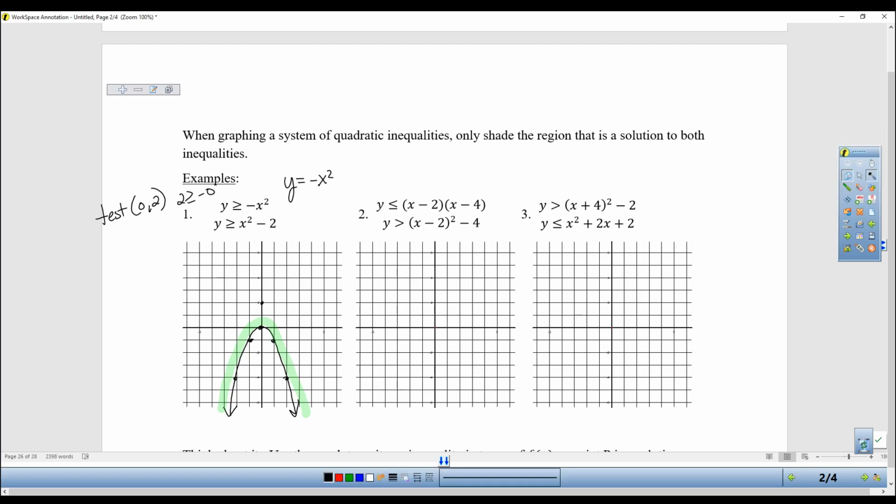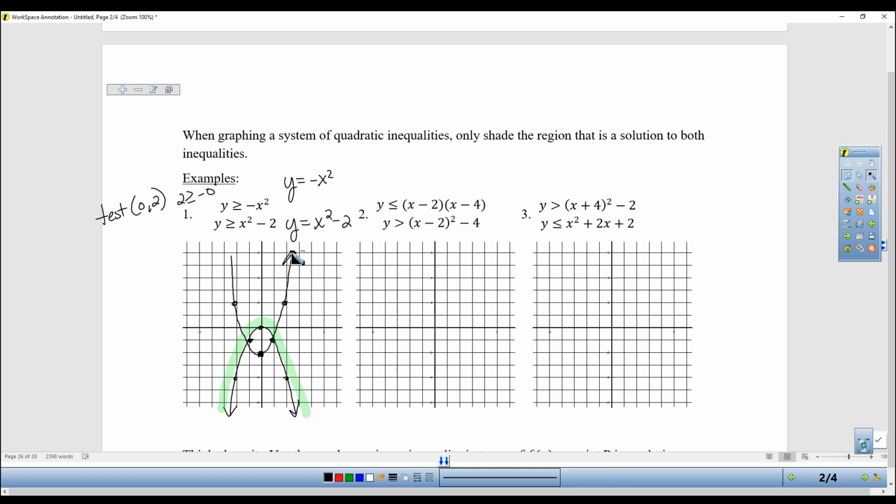Now I'm going to graph my other one. Y is equal to x squared minus 2. This is an upward parabola that's been moved down 2, but it also goes through 0, 0, 1, 1, 2, 4. There's no A. So 0, 0, 1, 1, 2, 1, 2, 3, 4. This little point was the one I was testing. It's not part of my parabola.